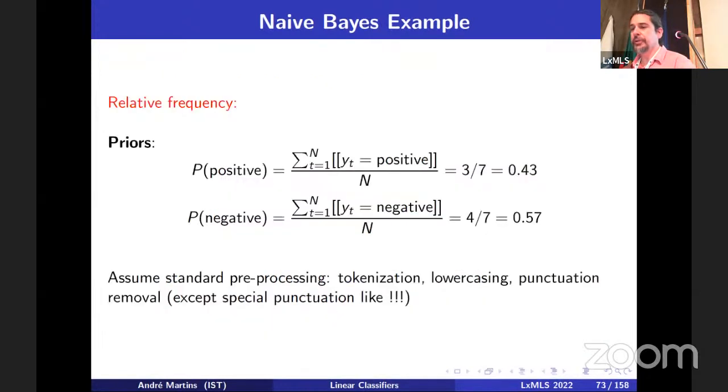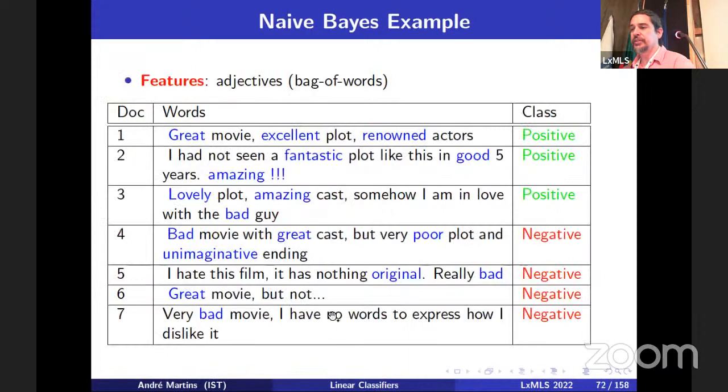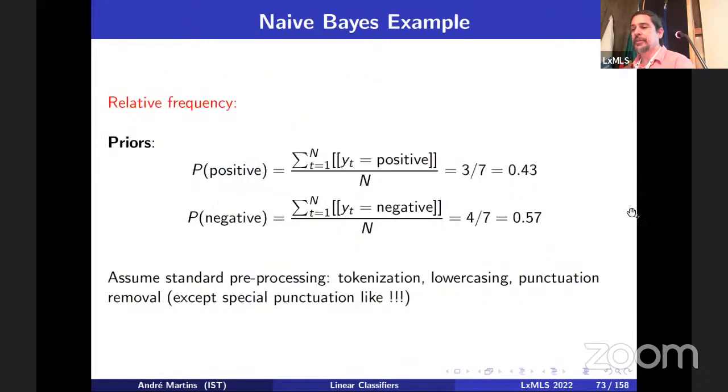So if you use this model, we can start by estimating the prior probabilities for the labels, okay? And this is very easy. We have 3 positives out of 7 and 4 negatives out of 7. So the probabilities are just going to be 3 divided by 7 for the positive class and 4 divided by 7 for the negative class, okay? Okay, so this part is easy.